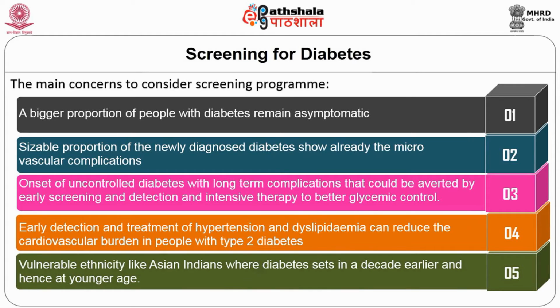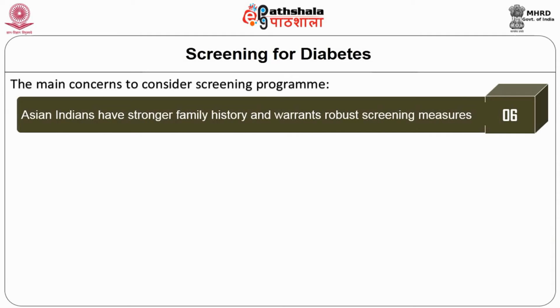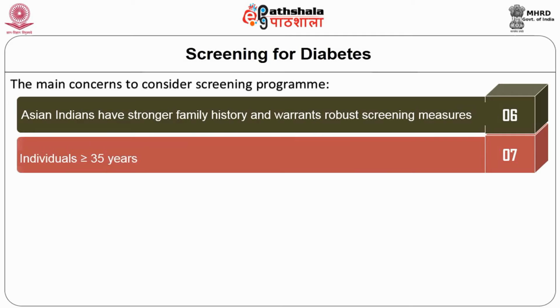And for a vulnerable ethnicity like Asian Indians, like I told you before, we Indians are more prone to abdominal obesity. In Asian Indians, diabetes sets in a decade earlier, hence at a younger age, so we need to screen them early. Asian Indians have a stronger family history, which warrants robust screening measures. So the age at risk is individuals greater than 35 years, as against the Western 45 and above.